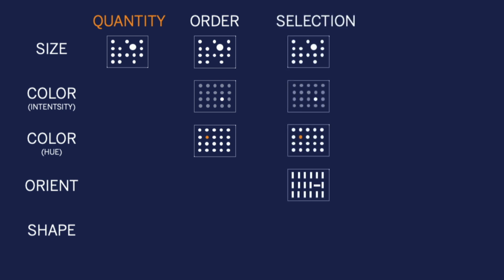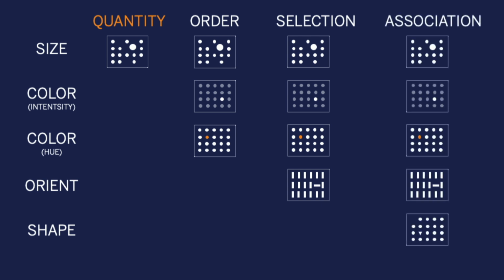The next thing is selection. And selection is something that stands out from the rest of the group. So say an outlier. And for those, you can use size if you haven't used it already, color, or the one new thing you can use for that is orientation. And then finally, association. Association is grouping. Does this belong with other things? And so you can use any of them, but if you've used all the rest of them before, that's the one you use for shape. That makes sense?